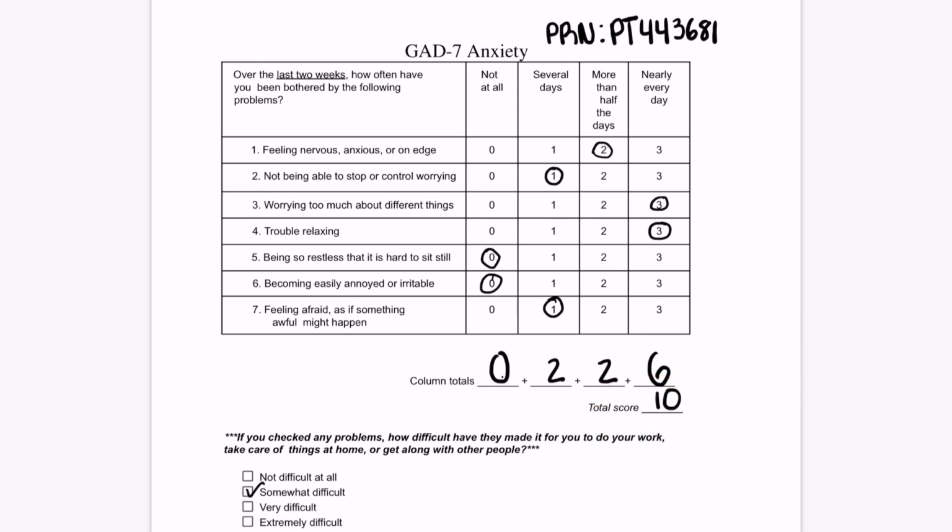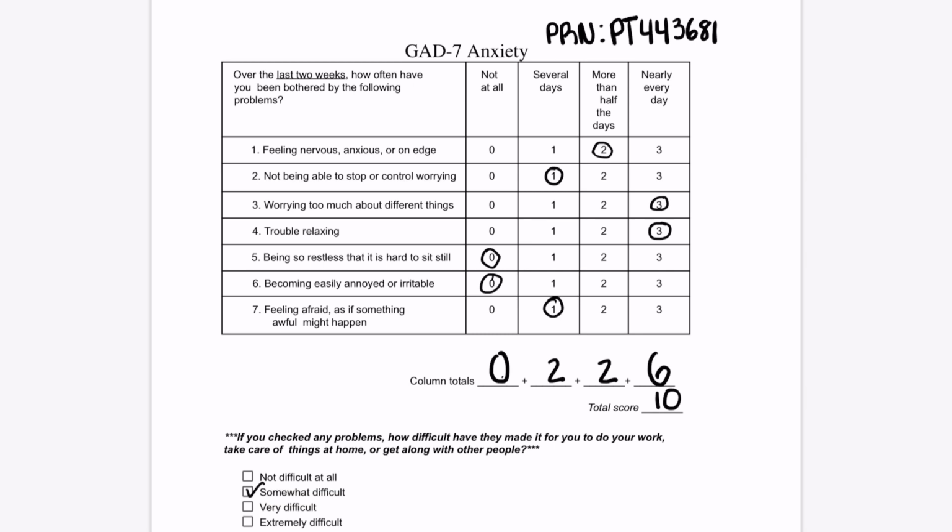It's important to make sure that if your patient selects any number other than 0 for any of these responses, that you follow up with this question. The question is, how difficult have these problems made it for them to do their work, take care of things at home, or get along with other people? And the options are not difficult at all, somewhat difficult, very difficult, or extremely difficult. And as you can see, our patient mentioned that the problems make it somewhat difficult.